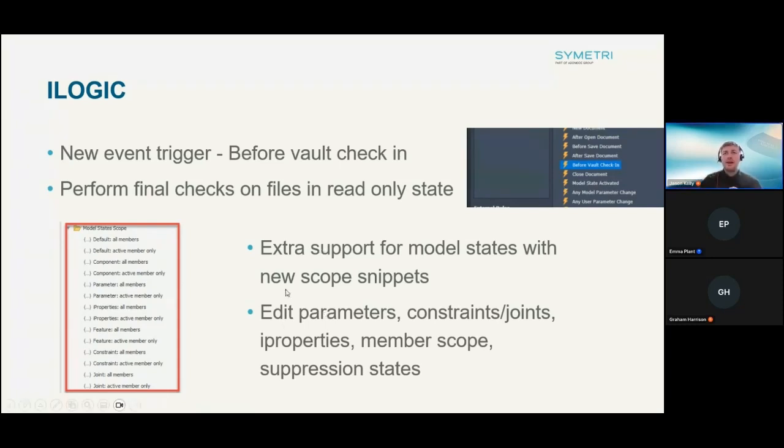One of the other tools they've added relates to model states. Model states was introduced back in 2022, but we now have extra support for model states. We can start to edit parameters and edit constraints with these new scope snippets. Again, this is going to be helpful for things like running on event triggers, if you want to close a document but make sure you've got a particular member scope active, you could use this. If you wanted to make sure you've got all of your iProperties filled in before checking into Vault for all of your members, you can do that. So you've got lots of functionality now available in that scope snippets area that you can start to look to use.